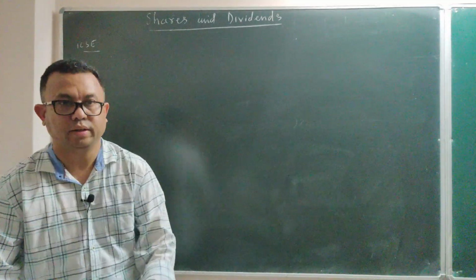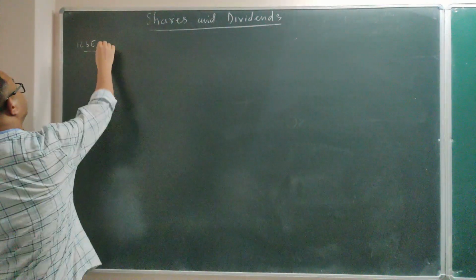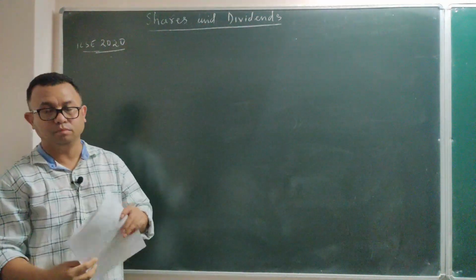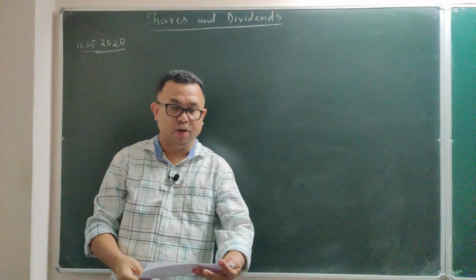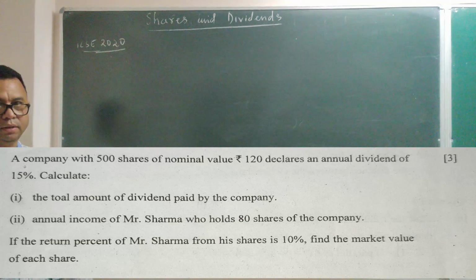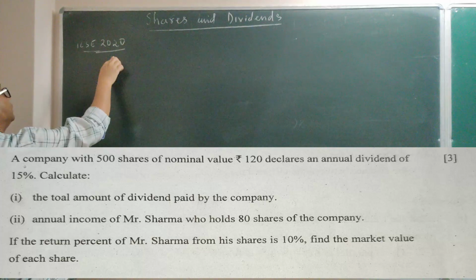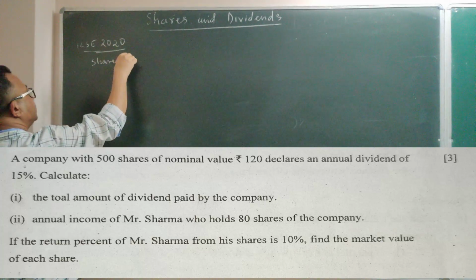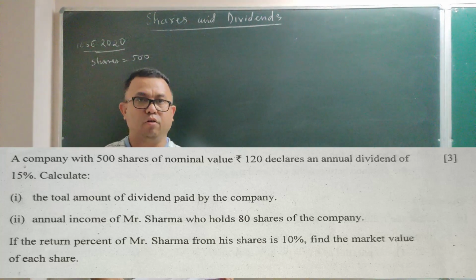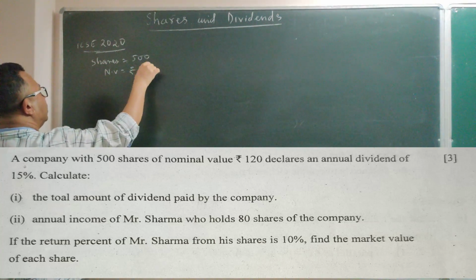Going on to the next type of question now. I think I'll pick this 2020 question, this year's March question. Let's see what that is. A company with 500 shares. By the way, let me write down the things which are given. 500 shares. As you can see, neither rupees is in front nor percentage at the back, so that 500 is the number of shares. I'll write down here, number of shares is 500. Of nominal value rupees 120. It is clearly mentioned that the nominal value is rupees 120.